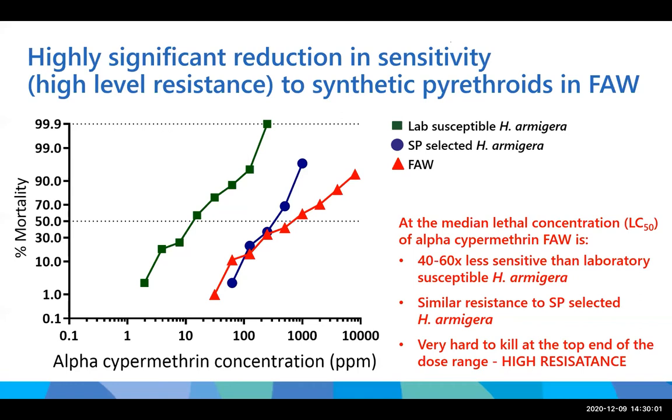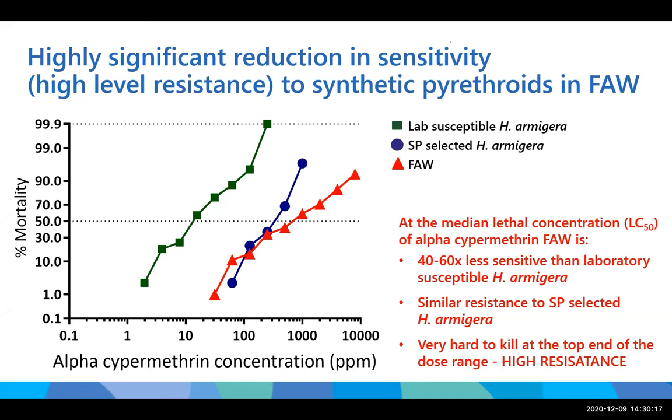And so these are the data for synthetic pyrethroids. And so with alpha-cypermethrin, we actually found a highly significant reduction in sensitivity. So in other words, very high levels of resistance to cypermethrin in fall armyworm.